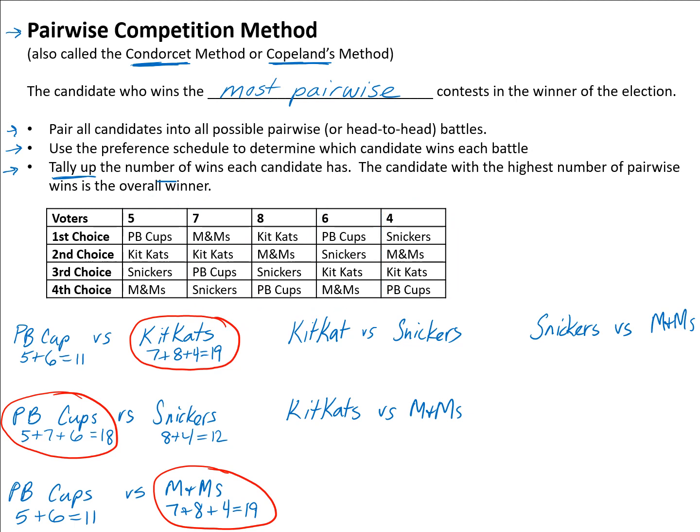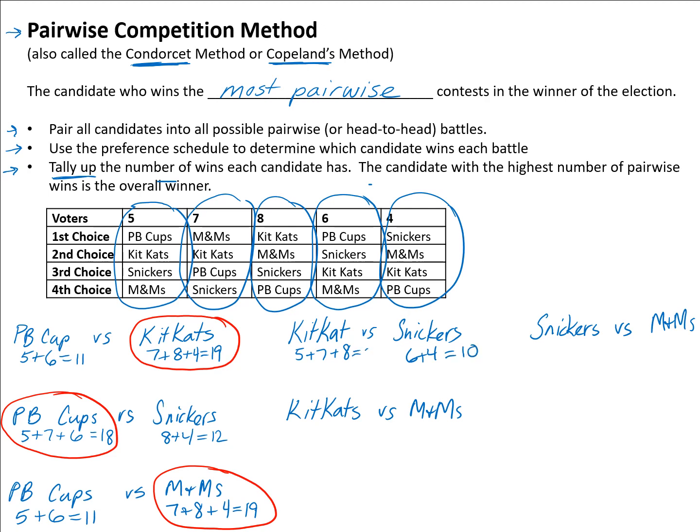All right, we've got 3 more battles. Let's take a look at them. Kit Kats and Snickers. So in the first column, Kit Kats is higher than Snickers, so 5 points. Second column, Kit Kats is still higher than Snickers, 7 points. Third column, Kit Kats is higher than Snickers, that's 8 points. At this point, you could probably tell that's well over 15 votes, so Kit Kats is going to win, but we could keep doing it just to get it all in. In the next column, Snickers is above, and then the last column, Snickers is above Kit Kats. But notice, Snickers only gets 10 points, Kit Kats gets 20, Kit Kats wins.